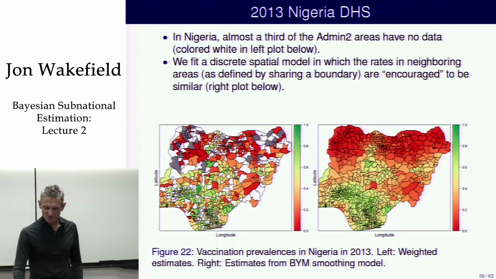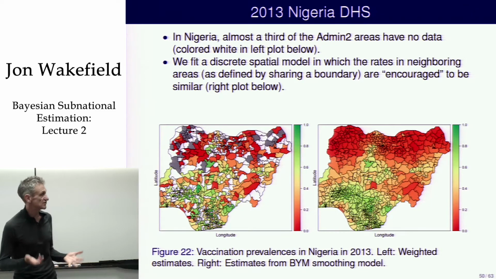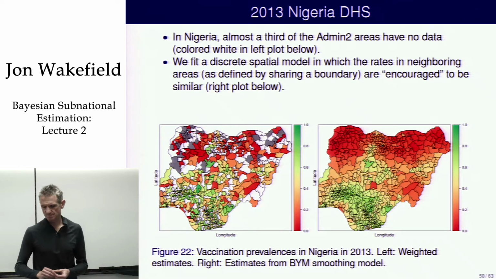You can see smoothness here. We see collections of greens, which are high vaccination rates, in the south of Nigeria, or relatively high. And we can see now that this is where that smoothing is coming from. So we're smoothing over these white areas and filling them in with what the model believes are the best guesses given the neighbors.